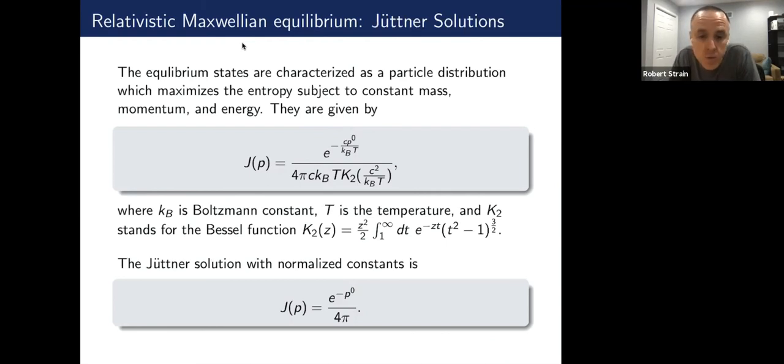0 is also an equilibrium solution, but that can be thought of as a special case of the relativistic Maxwellian, but it's qualitatively different because this is a non-zero quantity. And so a lot of the analysis is different. And this is a normalized constant version of the general solution, the relativistic Maxwellian. So there is really a 5-parameter family of relativistic Maxwellians.